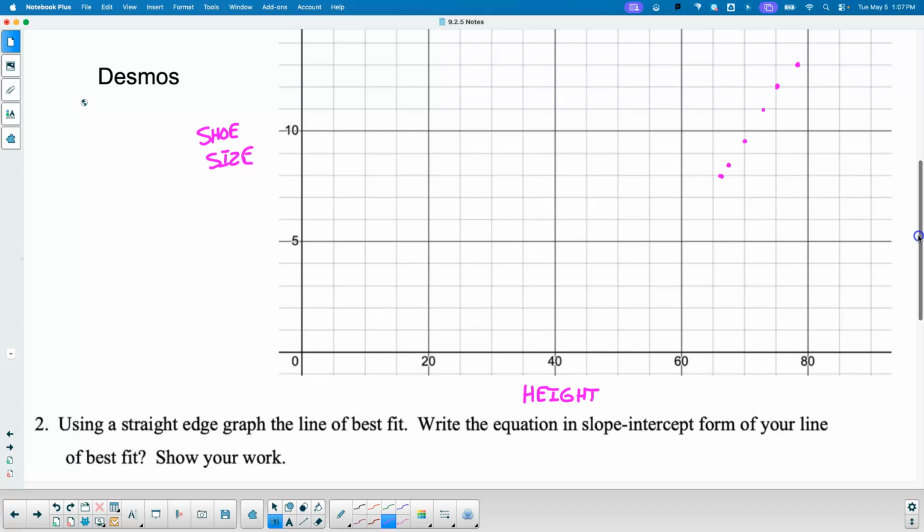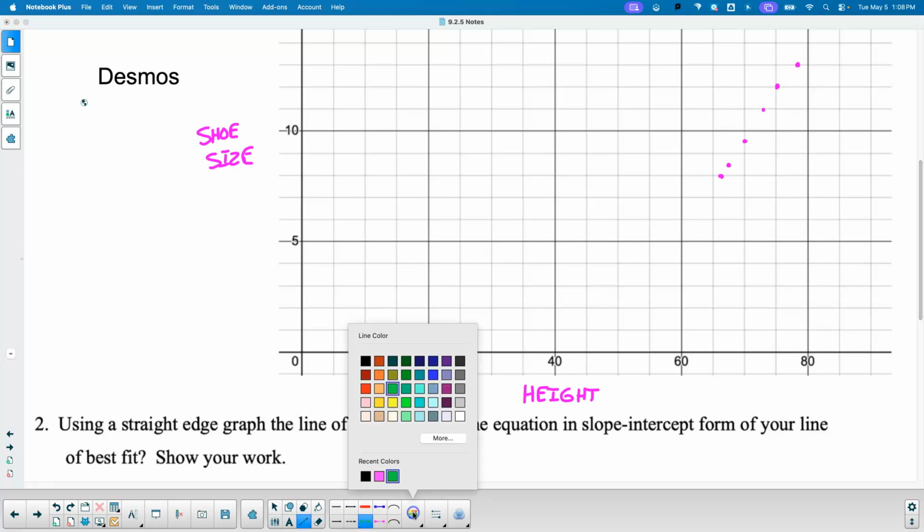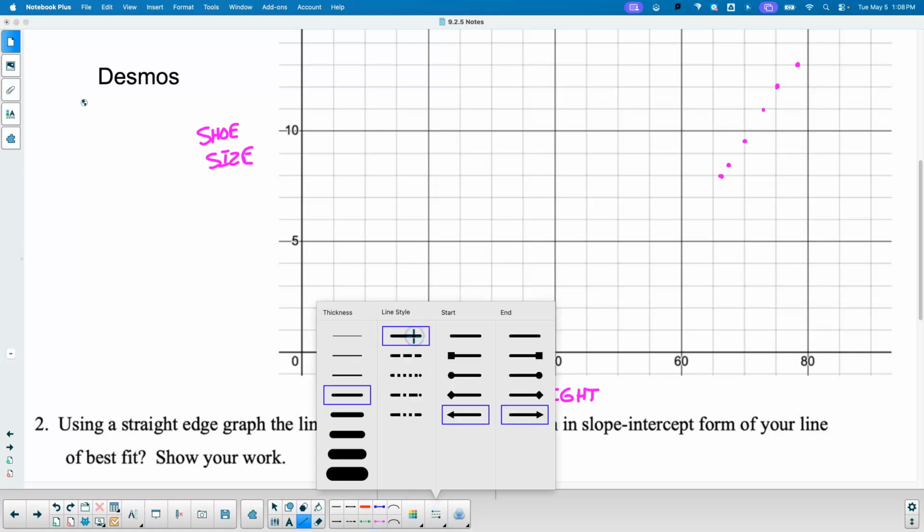Step number 2 says using a straight edge, because we're drawing a line of best fit, so we want to use something that is straight. Using a straight edge, graph what you think is the line of best fit on that one, and then come up with the equation in slope-intercept form for it. We gotta get a line.